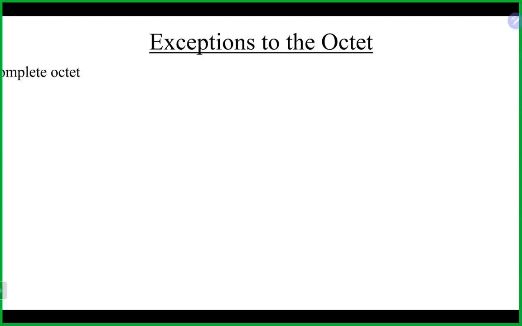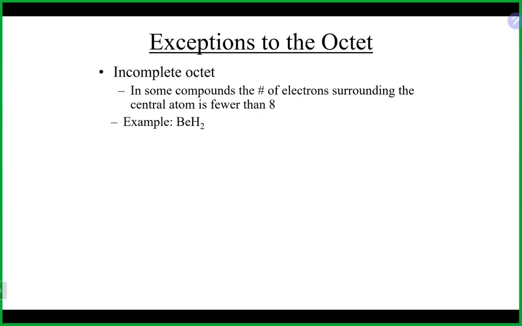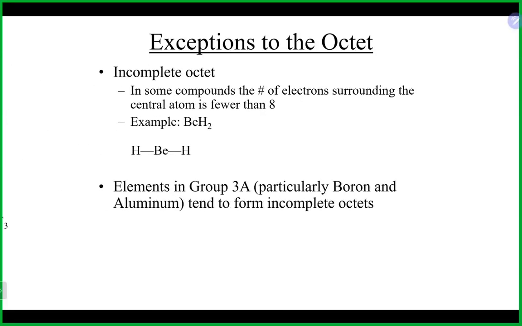Get the idea. All right, although in this class, everything that we will draw will obey the octet rule. There are a few exceptions to the octet rule that you do need to know, although you will not be asked to draw any of the exceptions. So everything that we do here will obey that octet rule of 8. The first exception to the octet rule is what's known as an incomplete octet.